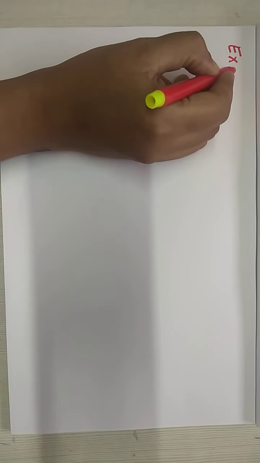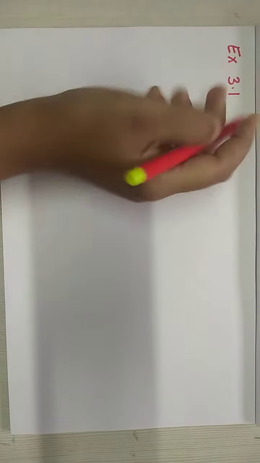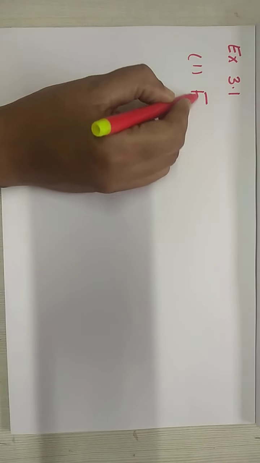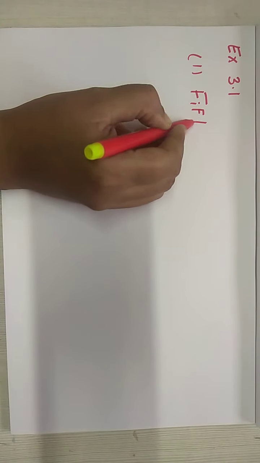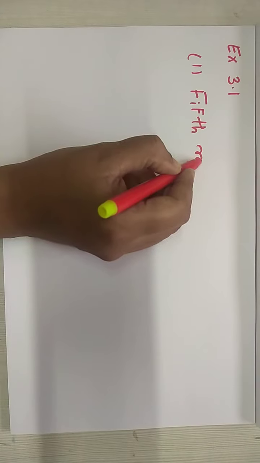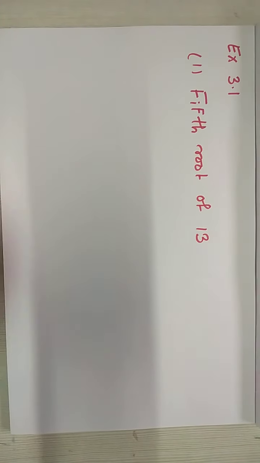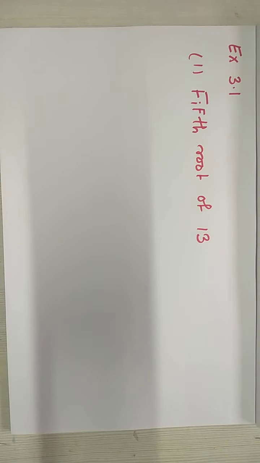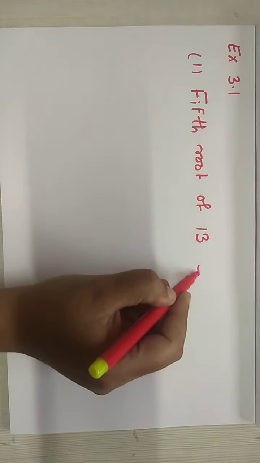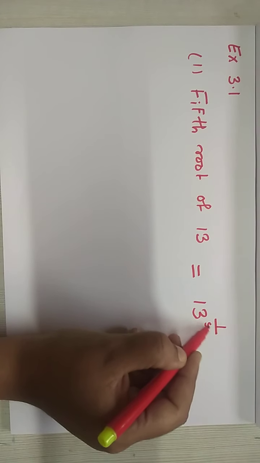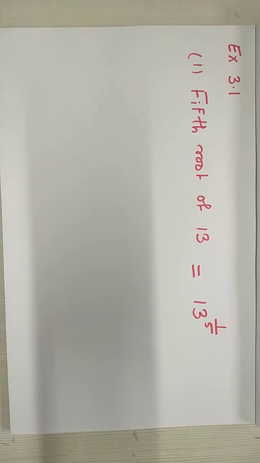Exercise 3.1 has all the sums based on writing expressions. For example, if they ask you to write fifth root of 13 in index form. Index form means you have to use the power. Fifth root of 13 can be written as 13 raised to 1 upon 5. It is fifth root, right? 13 raised to 1 upon 5.